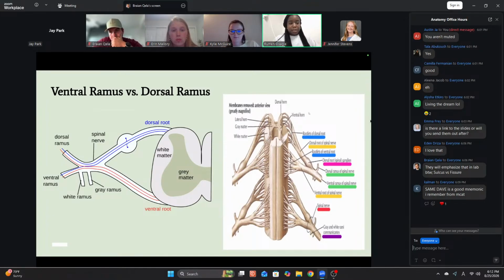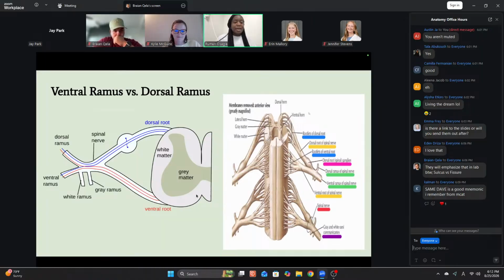And then the dorsal ramus and the ventral ramus, please note that they both have mixed sensory and motor fibers along with them. That's why I really like the picture on the left, because you can see that it has the red and the blue, red and blue, on the ventral ramus and dorsal ramus, letting you know that it carries both sensory and motor fibers. Does that make sense, guys?